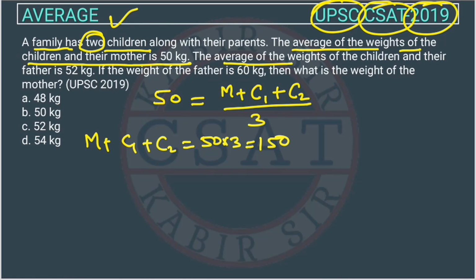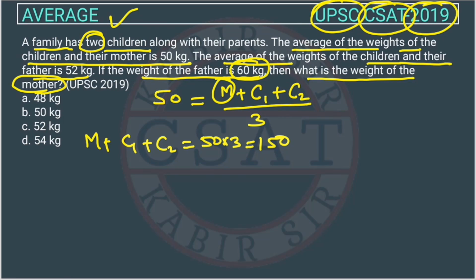Now, the average of the weight of the children and their father is 52 kg. If the weight of father is given 60 kg, we have to find out what is the weight of mother, and we have to calculate, right? Now, from the second, the average weight of children and their father is 52. So what is given? 52 is equal to father weight, father weight is 60 plus C1 plus C2. The weight of children will remain same, right? And total 3. This is given.